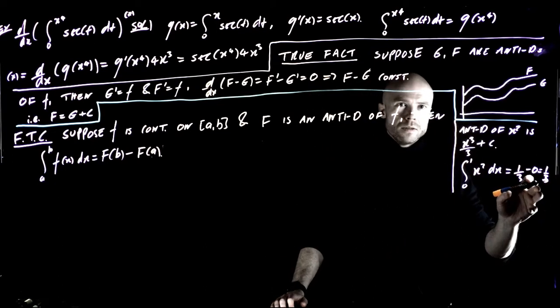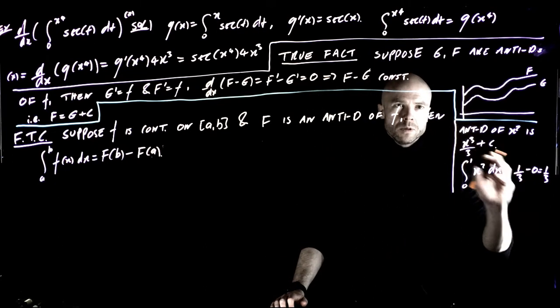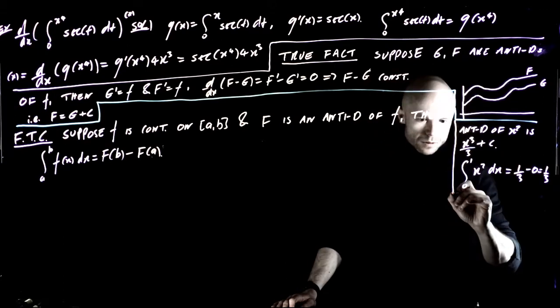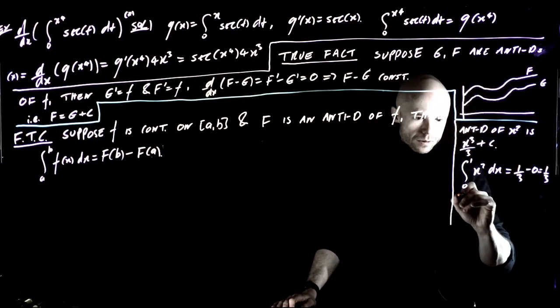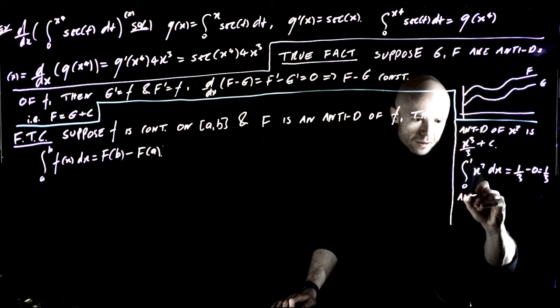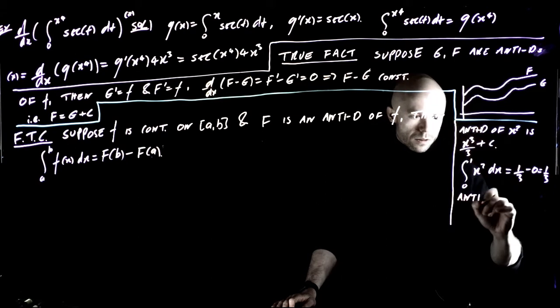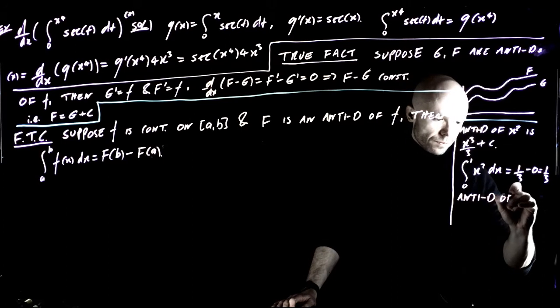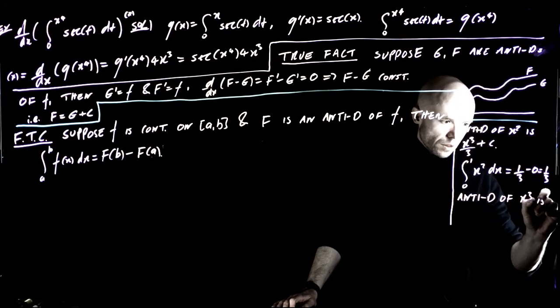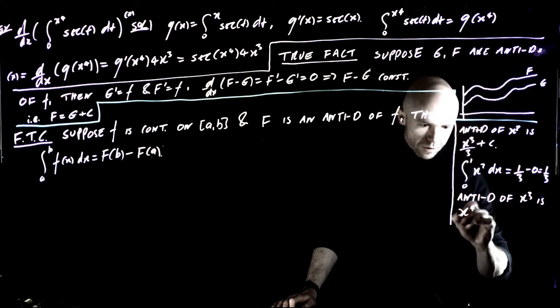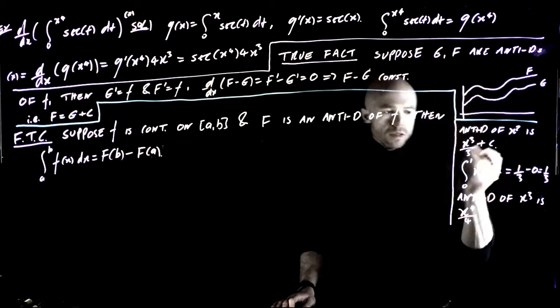This was not an easy thing to do, yeah? But we were able to do it. Okay, let's do another quick example. So the antiderivative of x to the 3 is x to the 4 over 4 plus constant c.